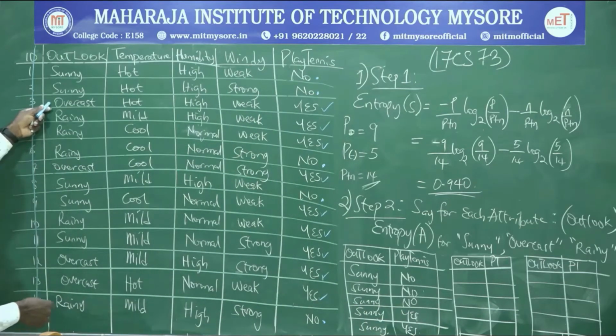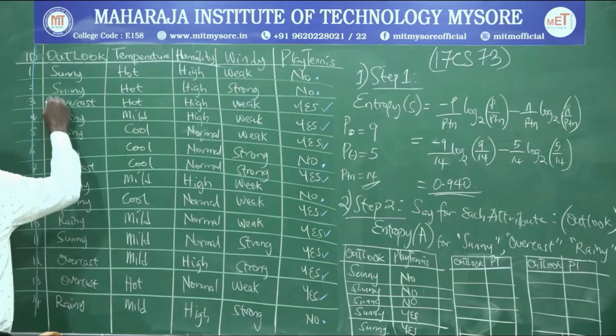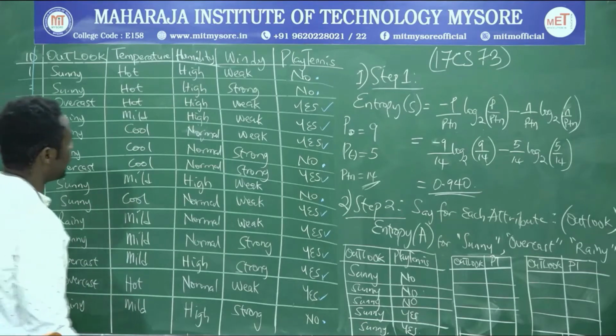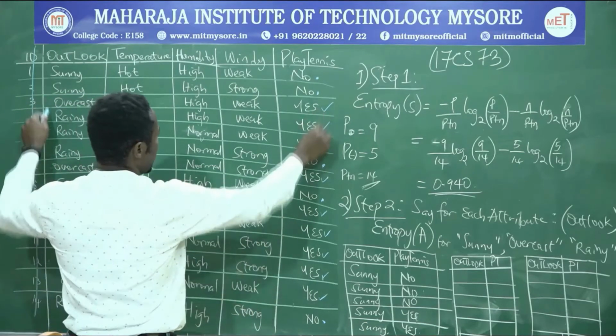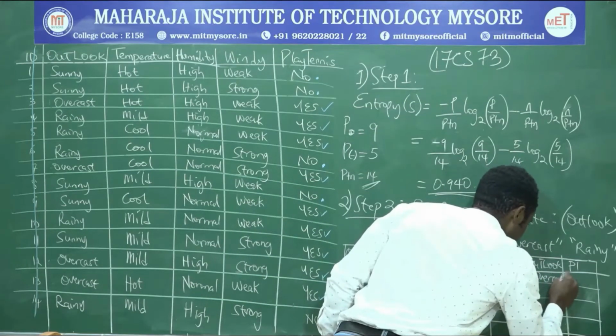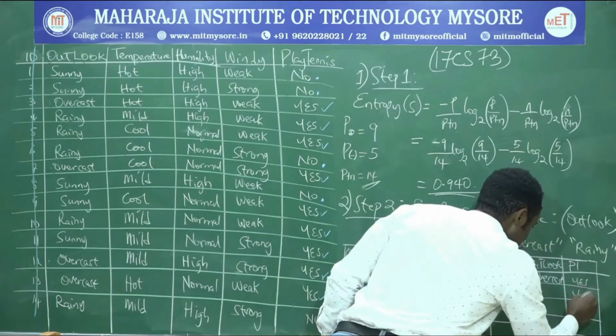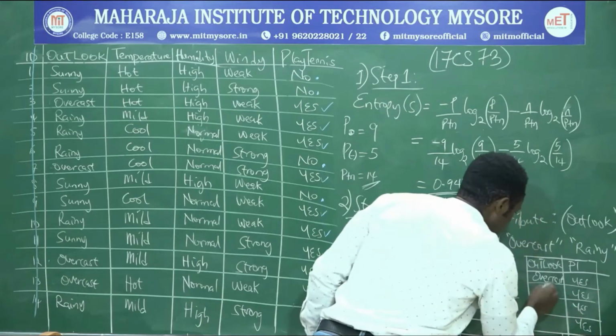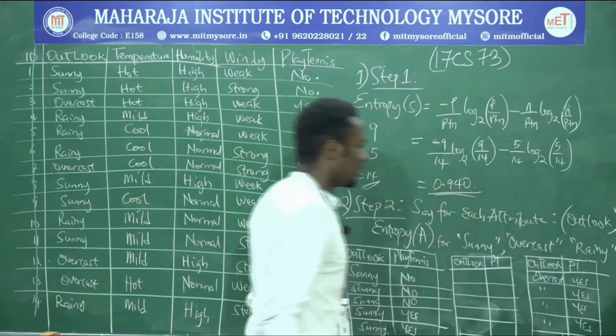Now the next one is overcast. Overcast, 1, 2, 3, and 4. And I know that all the overcasts are yes. So I'd put here overcast: yes, yes, yes, and yes. So this is overcast.